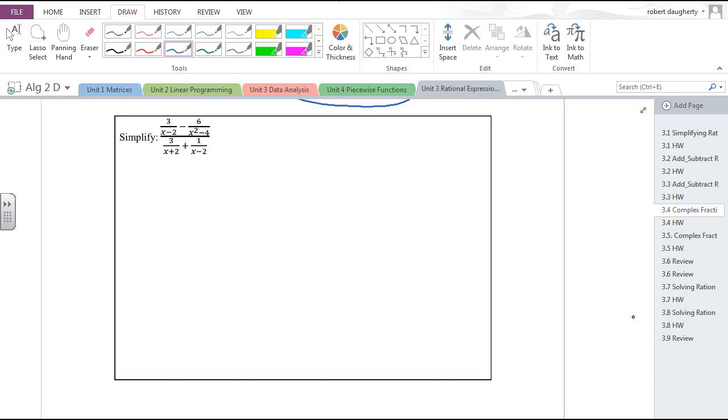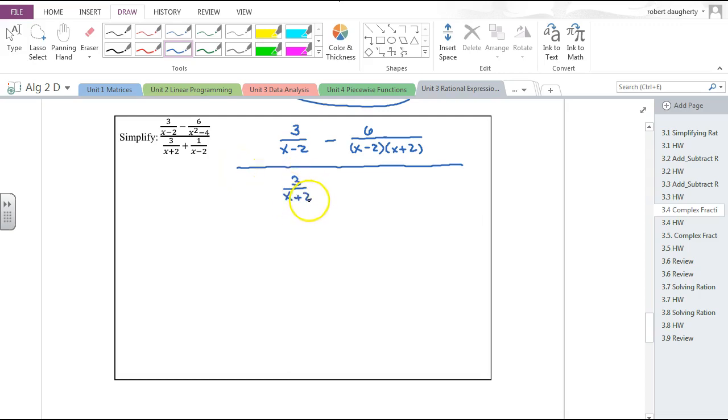So before I can combine, you want to make sure everything is completely factored. Okay, what can be factored when you look at that? x squared minus 4 is what? x minus 2 times x plus 2. So this becomes 3 over x minus 2 minus 6 over x minus 2 times x plus 2. All of that is divided by 3 over x plus 2 minus 1 over x minus 2. Okay. What is my common denominator? So here you might have two different common denominators. You might have one common denominator in the numerator and one common denominator in the denominator of the fraction. Question?